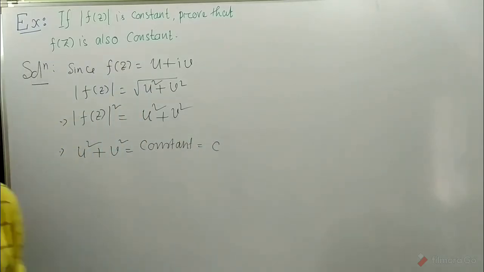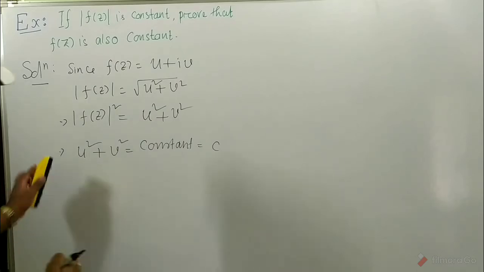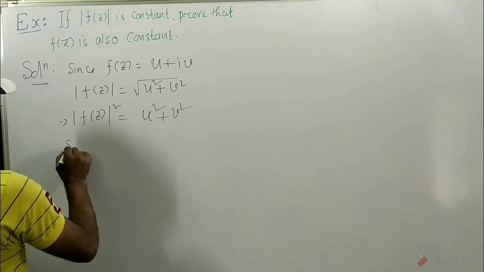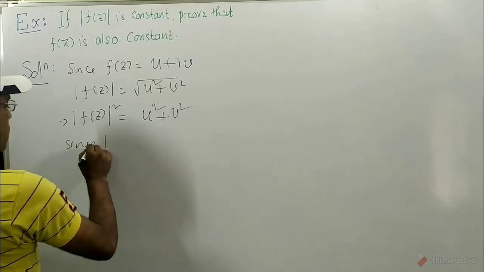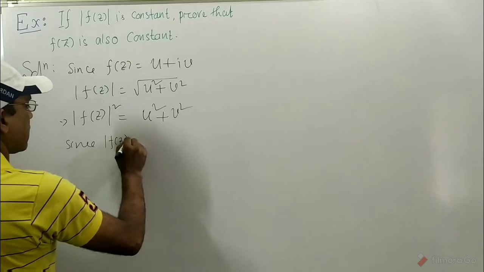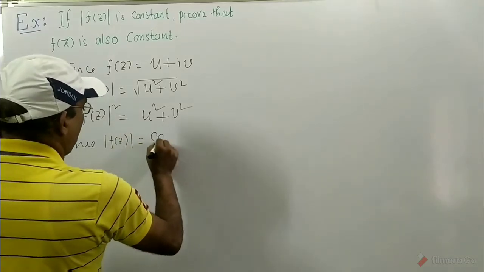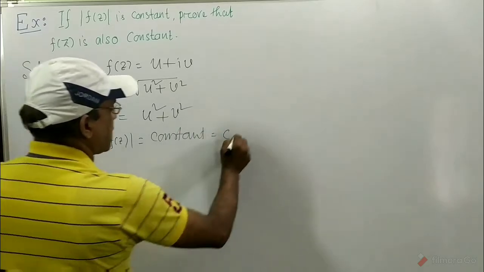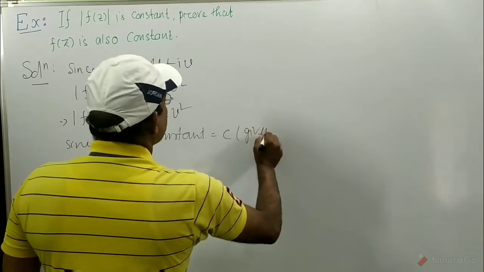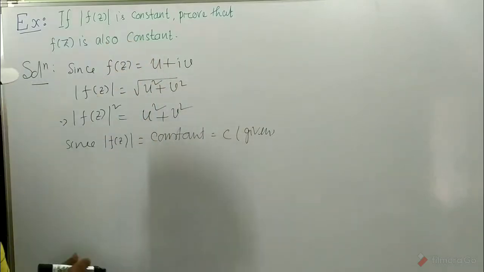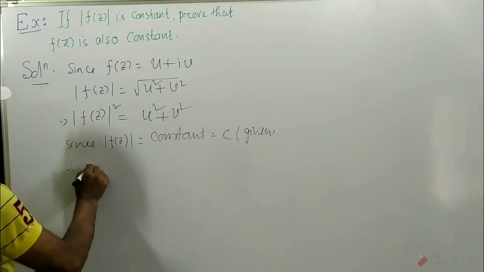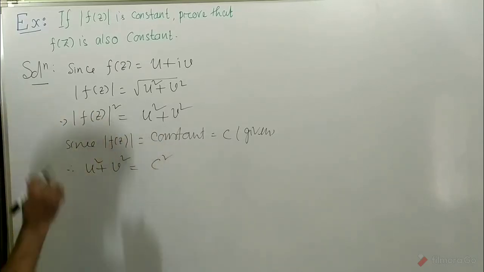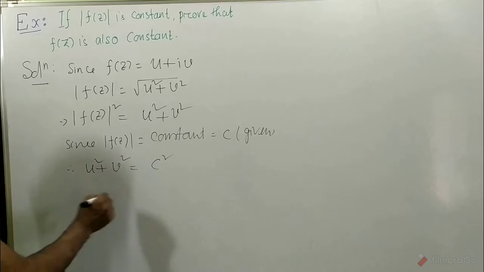Since mod f(z) is equal to a constant, we consider this constant as c. This is given: mod f(z) is constant. So we can write u square plus v square equal to c square. This is number one.